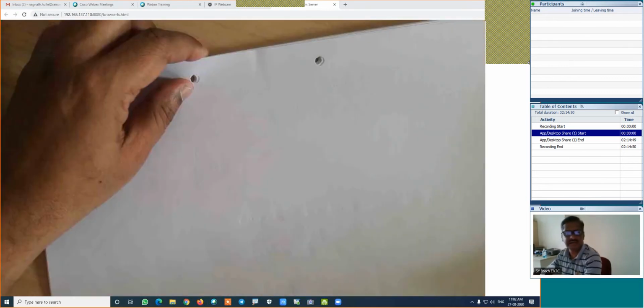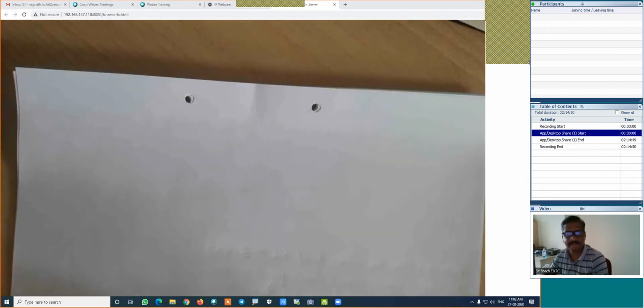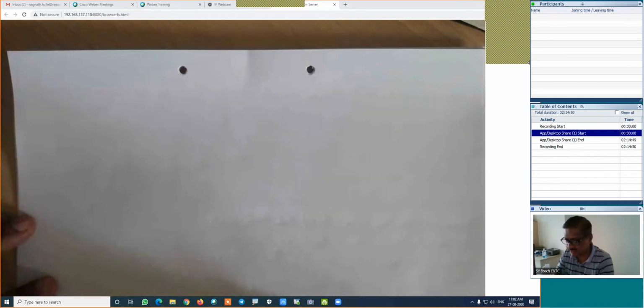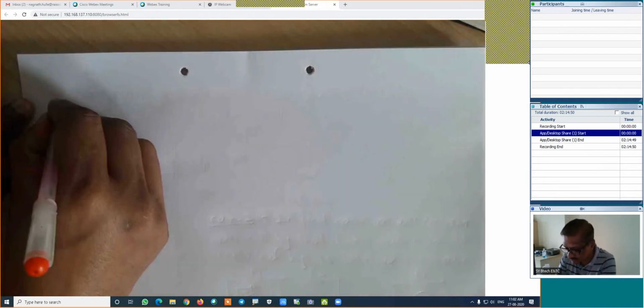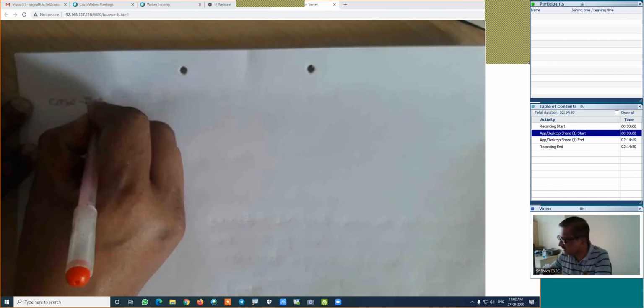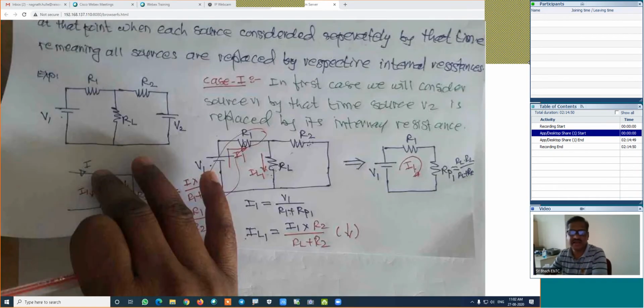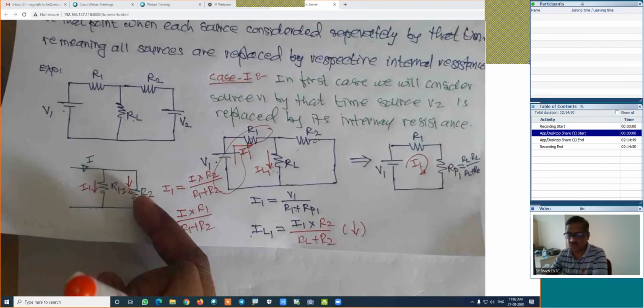Here I will consider case 2. Now I will write here case 2. I will write similar points, whatever I have considered here. What are the points I have written? In the second case, we will consider the source V2.